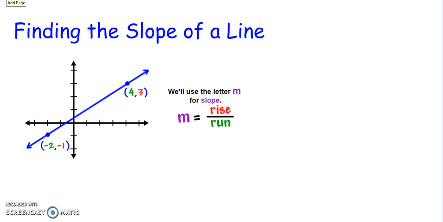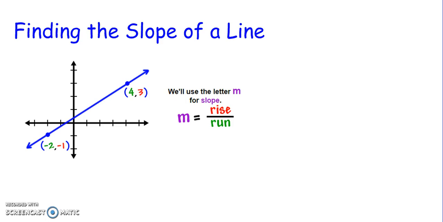Hey guys, this video is going to be about how you can find the slope of a line if you're given 2 points. And once you know this information, you're really going to be able to find the slope of the line whether you're given an equation, whether you're given 2 points, whether you're given a table, or whether you're given a graph.